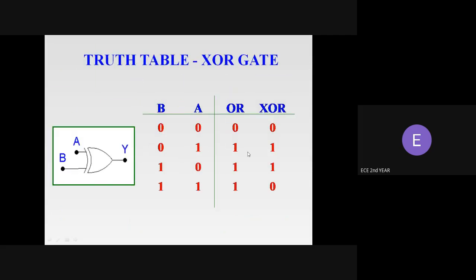So here, what is the output condition? Any one of the inputs has to be high if you want to have the high output, and when both the inputs are low, the output will be low. When both the inputs are high, the output will be high. So this is the condition for the exclusive OR gate. Now let us see the testing.